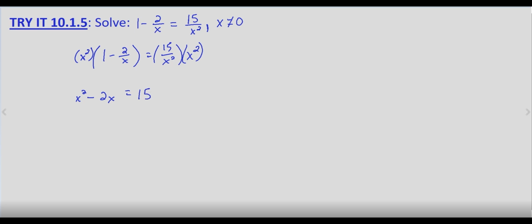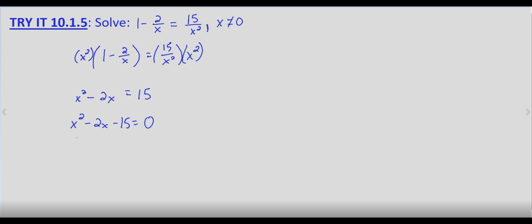Now that we have eliminated the denominators, we can put the quadratic equation that results in standard form. And we do that by subtracting 15 from both sides, and we get x squared minus 2x minus 15 equals 0. And then we want to know, since our leading coefficient is 1, can we factor this?